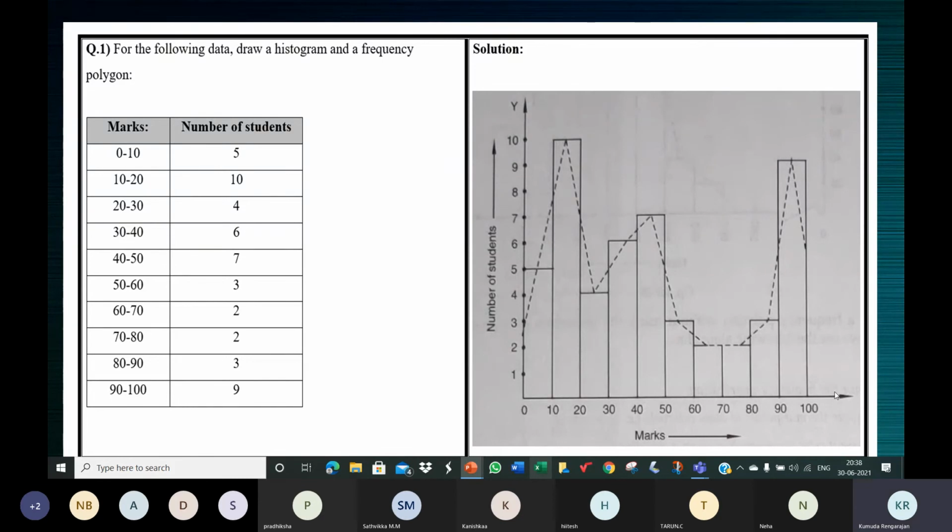So I said on this side, after 100, mark 110. Between 100 and 110 is 105. So you need to join this midpoint to 105 here. So you will get a line segment down like this.